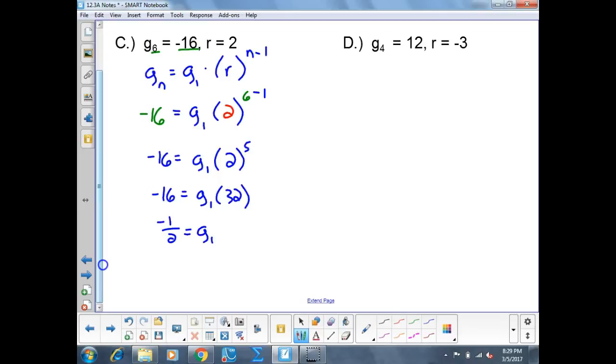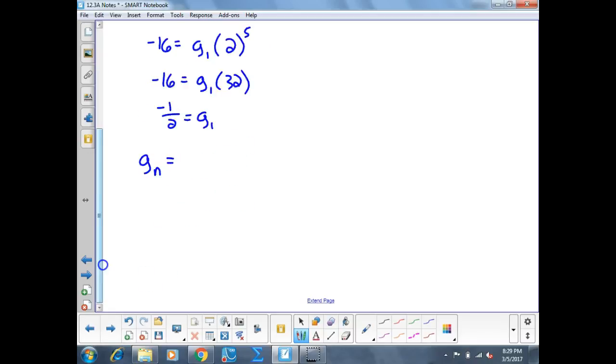So that's going to give me enough information then to write my rule. G sub n then is equal to my first term, negative 1/2, times my r value of 2 to the n minus 1 power.